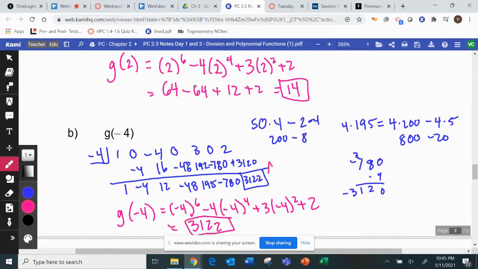I was able to make it with synthetic division, but with long division, I was like, not long division. I mean, with just plugging it in, I was not going to do that without my calculator. But I was able to do it with synthetic division. So that's kind of cool.